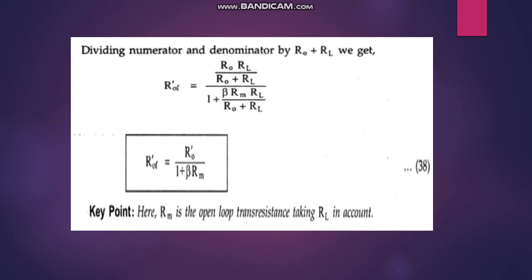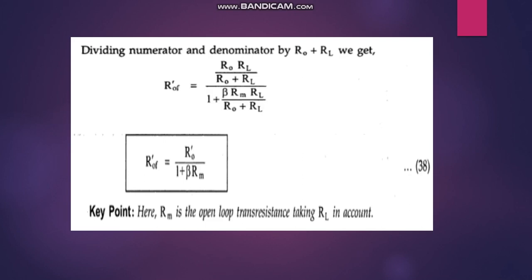So we already saw the four classifications: voltage series, voltage shunt, current series and current shunt. We know an example for the voltage series: that is not common emitter, but common collector or emitter follower. In common collector, the collector is common to both input and output, so input is base and output is the emitter. So the common collector or emitter follower is an example for a voltage series feedback amplifier.